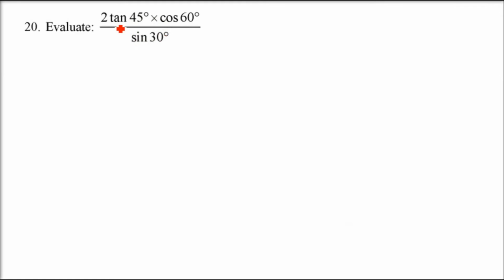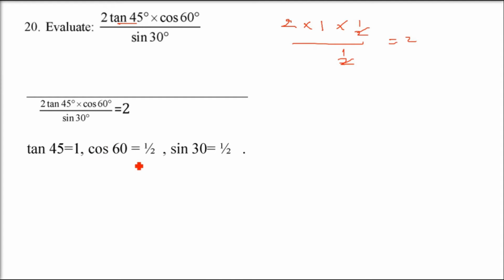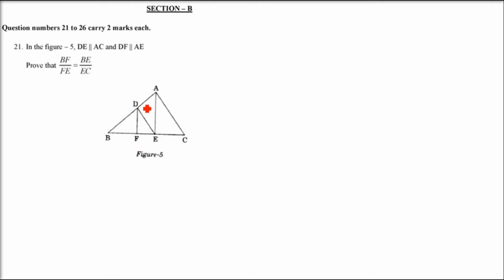Now evaluate 2 tan 45 degrees, cos 60 degrees, sin 30 degrees. Tan 45 is 1, cos 60 is half, sin 30 is half, so the answer will be 2. These are the values. This is section B.